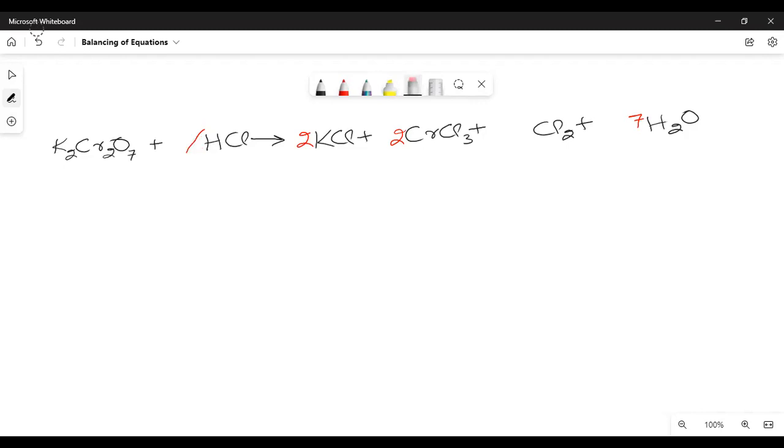We're going to put the 14 with the chloride. Okay, 14 with HCl. So far, so good. There are no mistakes. Now, the last thing. Since you have balanced potassium, chromium, hydrogen, and oxygen, chlorine is the only thing left.